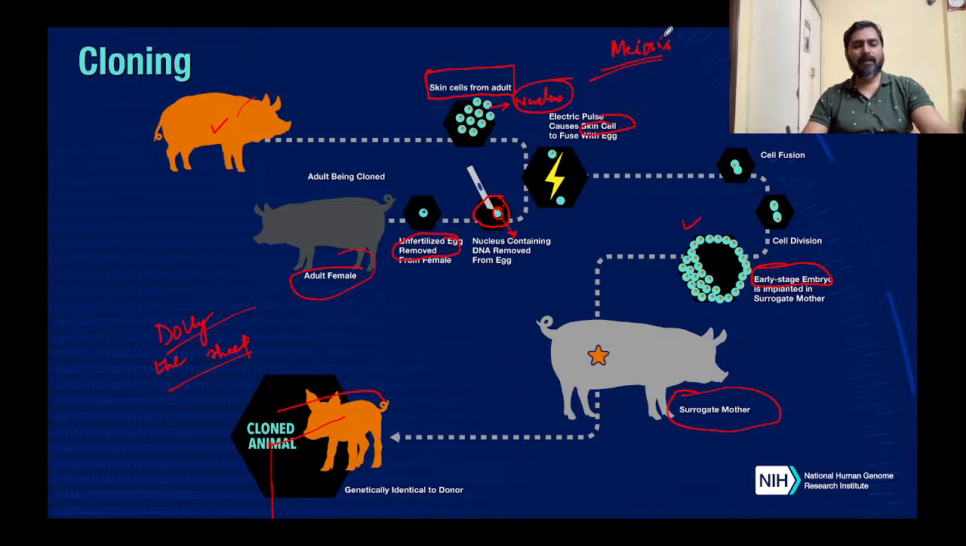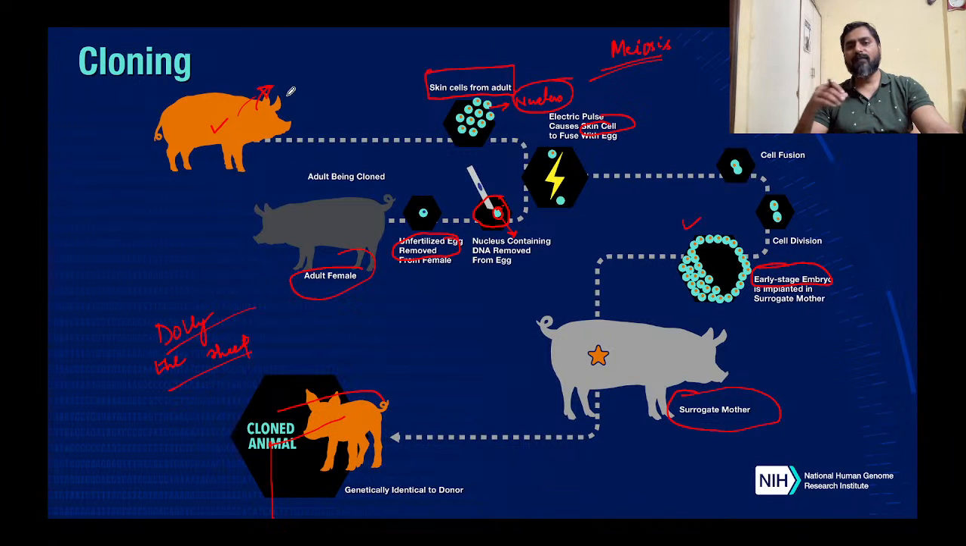Okay, so let us just try to understand this cloning once again. Is the cloning part clear to all of you? So what we are doing is that we are taking the skin cell or the somatic cell. In this case, we are not taking a sperm cell. In this case, we are taking an egg cell, but we are not taking a sperm cell. We are taking a skin cell.